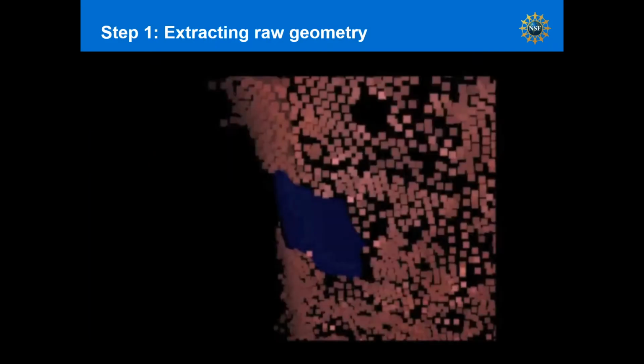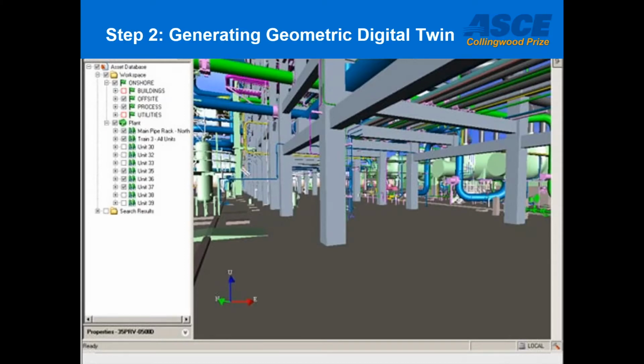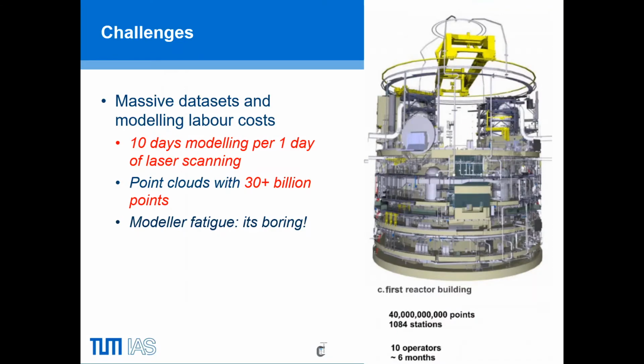Along that direction, of course, like we explained before, points is an intermediate data set. No one likes to play with points. Engineers want to work with digital twins, okay? And to go into that direction, to cover that step going from raw geometry into something more interesting, that is actually a much bigger challenge. We're looking at massive data sets and modeling labor costs. For example, what's commonly discussed in the industry is that for every day of scanning, you spend 10 days modeling, so 10 times the effort. The other problem is the size of data.